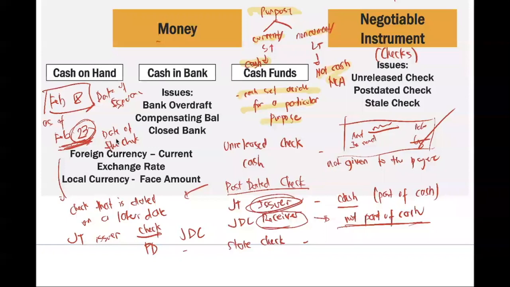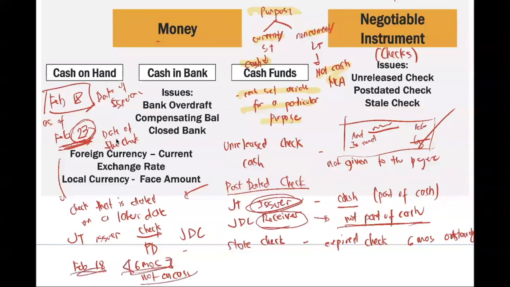Next is stale check. A stale check is considered an expired check. So when we say expired check, this is a check issued 6 months already, 6 months outstanding. Okay? So it is a check issued 6 months outstanding. So in short, within 6 months, let's say February 18, you did not encash. Okay? So if today you receive a check, if within 6 months you did not encash, we consider that check as a stale check. Okay.